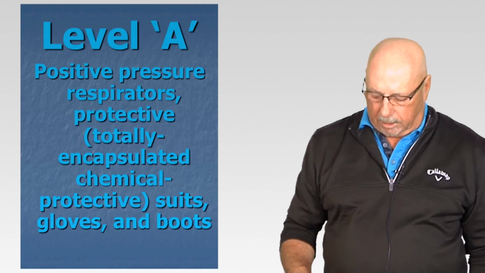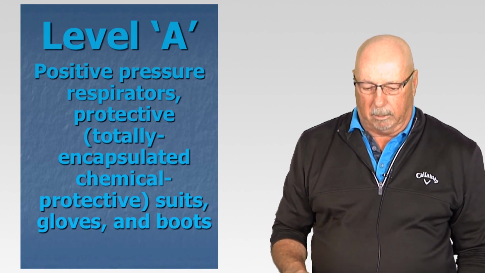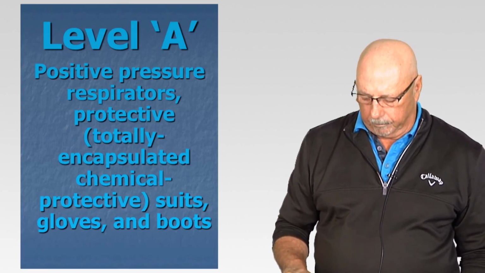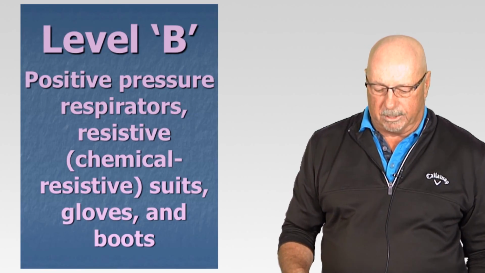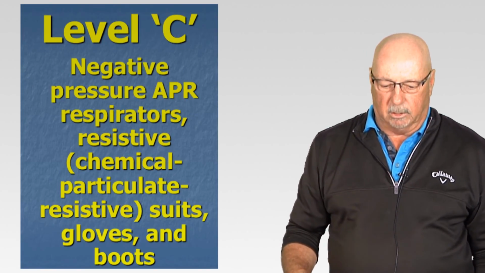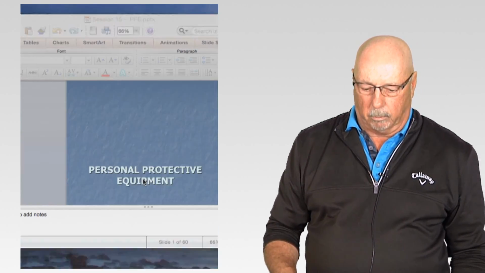So again, here's just a rundown. Level A protection is where we're totally encapsulated with a positive pressure air-supplied respirator. Level B, again, is a positive pressure respirator with a chemical-resistant suit. Level C is where we get into an air-purifying respirator. And level D is no respirator. So that ends our personal protective equipment. Again, you'll have sections in the book that cover the subject material, and I think there is a project on personal protective equipment as well.